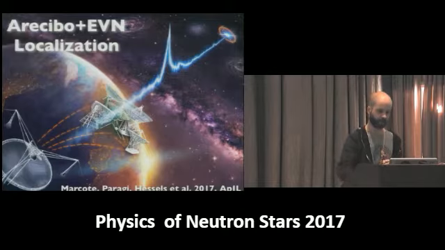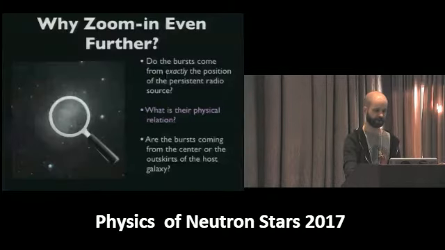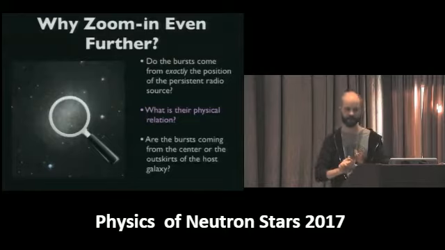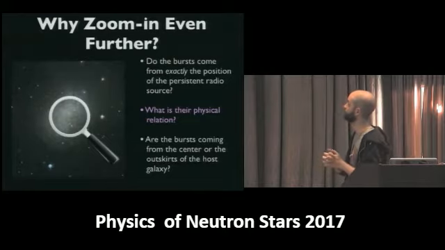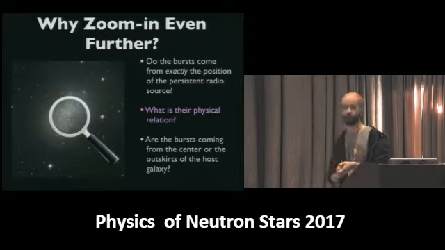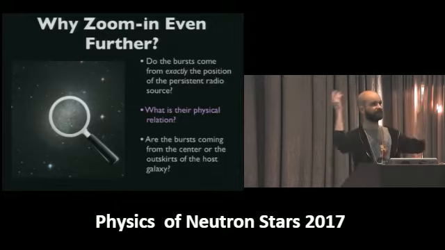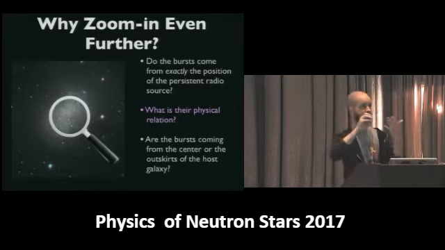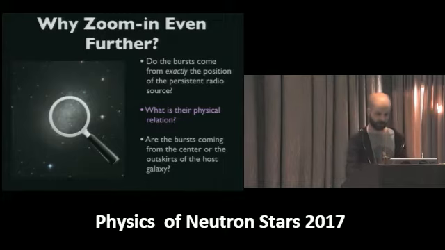Okay. So we have this sub-arc second localization. What's the next thing we want to do? Well, we actually want to determine the position even more precisely. We want to do much better than just arc second precision. And the reason we want to zoom in further is we want to see, do these bursts come exactly from that position of that persistent radio source, really exactly? If so, we want to start understanding their physical relation. And we also want to know, do the bursts come from, let's say that optical source is a host galaxy, do the bursts come from the center of that host galaxy, or do they come from the outskirts?